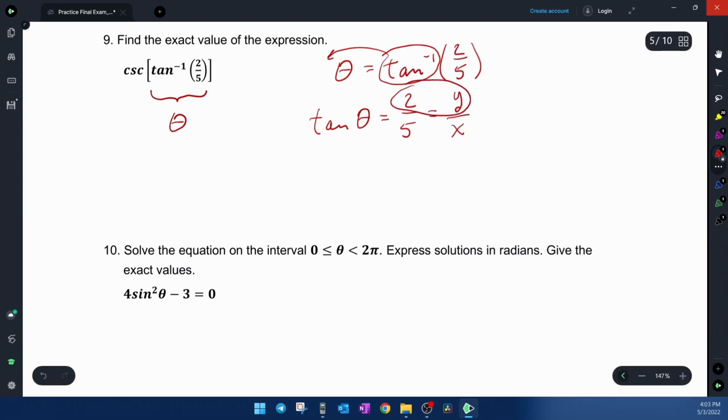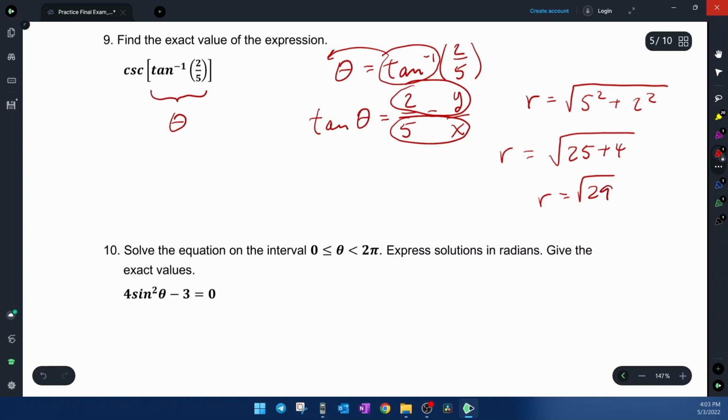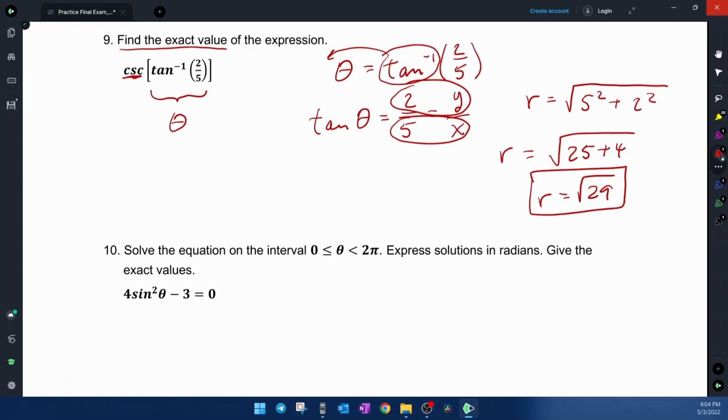And the formula for tangent, remember, is y over x. And so automatically I know the values for x and y. Now if I need to, I can calculate the radius. That's going to be the square root of x squared plus y squared, which is going to be the square root of 25 plus 4, which is 29. And since that doesn't square root nicely, we're going to leave that in simplest radical form. And now we can take this value back to the original problem and find what they asked, the exact value of cosecant of theta.